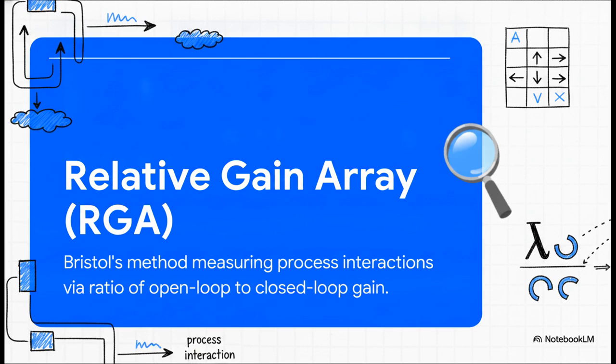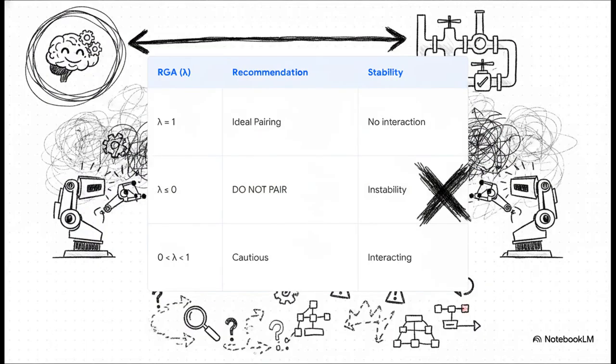It calculates a relative gain, represented by the Greek letter lambda, which is the dimensionless ratio of the open loop gain to the closed loop gain. This matrix is super cool because it shows exactly how the RGA value dictates whether a system achieves stability or just spirals into chaos. If your lambda value is exactly 1, that is an ideal pairing. It means there's no interaction, or maybe just a one-way interaction from other loops.